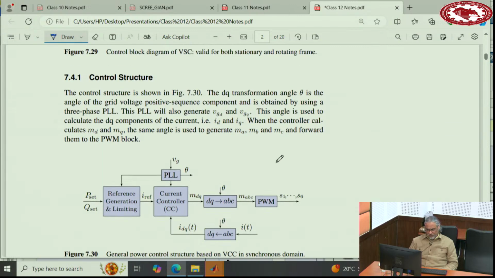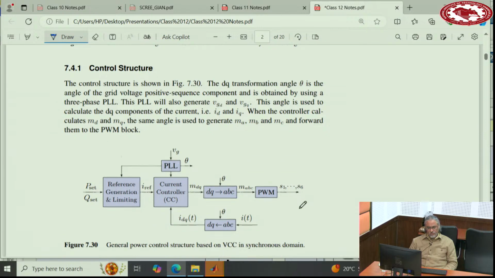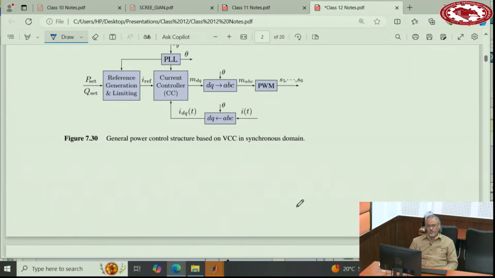Control structure. Control structure now in the dq says, okay, I take the current and I convert it to dq. To convert it to dq, I need a theta, and that theta comes from PLL, right? PLL also helps to generate the reference current from the set points of the power. And that reference current must be limited also here, and then go to the current controller, and then the current controller generates mdq, and then convert it to ABC using the same theta, and then goes to the modulation. So that's the general structure of the controller.